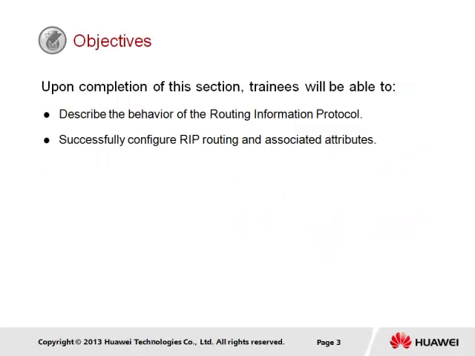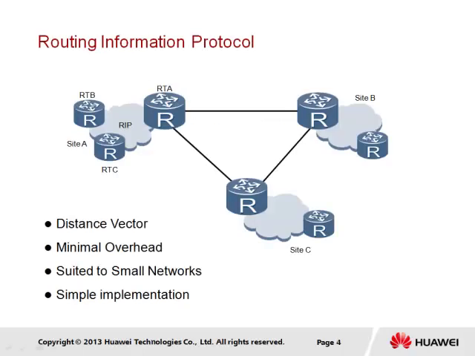So upon completion of this section, it is generally expected that trainees will be able to describe the behavior of the Routing Information Protocol, as well as successfully configure RIP routing and associated attributes. With the introduction of static routes, we have looked at the manual population of the IP routing table, along with the typical static route methods of application.